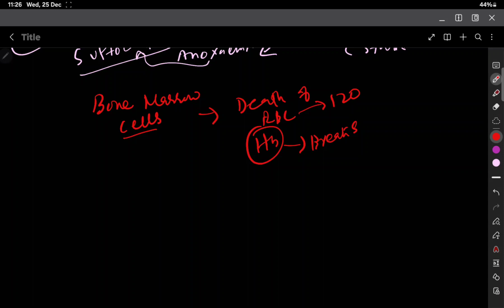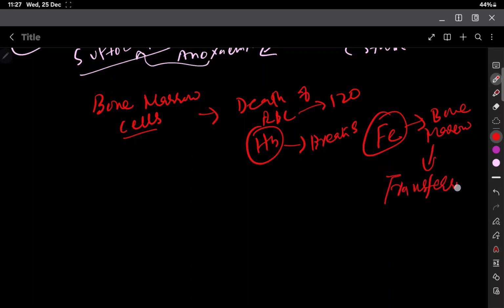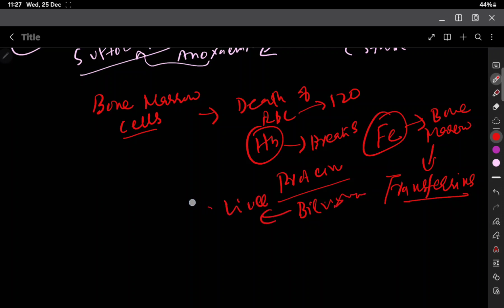Iron is removed and transported to the bone marrow, because hemoglobin contains an iron part and a protein part. The iron goes to the bone marrow by proteins called transferrins. Transferrins transport iron from the dead RBCs to the bone marrow, where it is used again in the production of red blood cells. The protein part is converted into biliverdin, which is transported to the liver, and then excreted through feces. That is the destruction of hemoglobin.